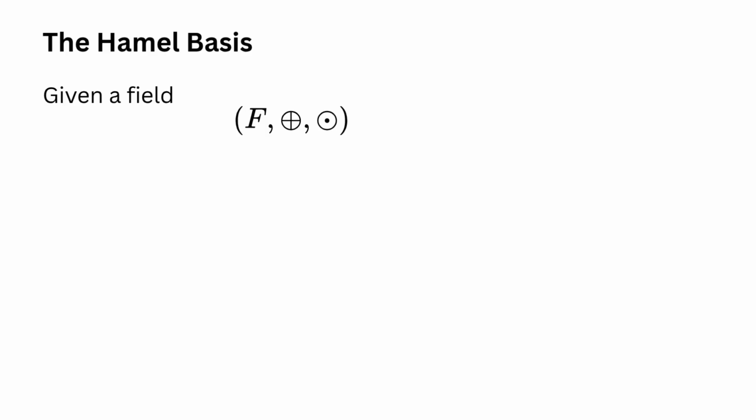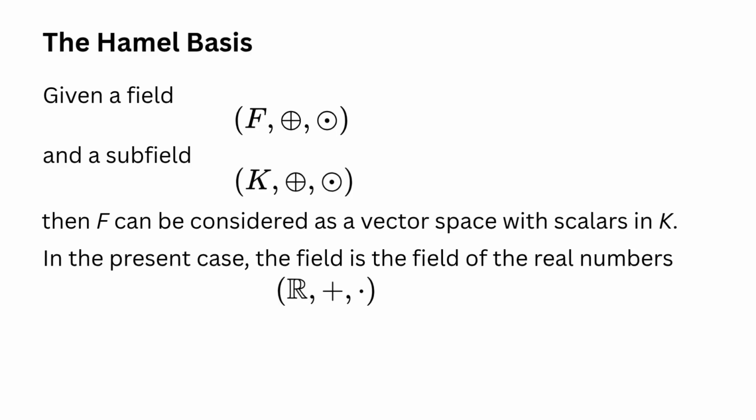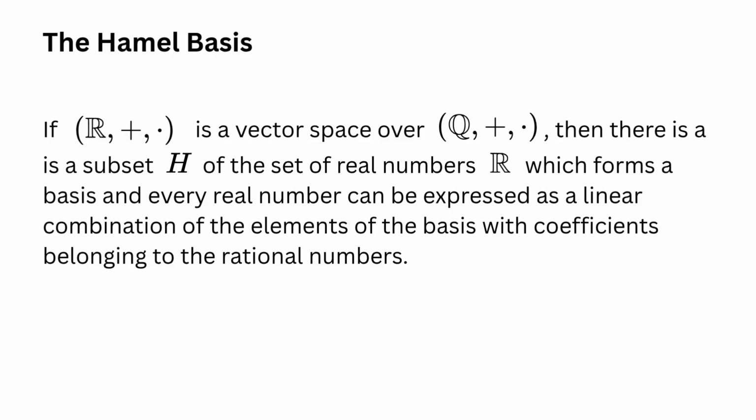Given a field F and a subfield K of F, then F can be considered as a vector space with scalars in K. In the present case, F is the field of the real numbers, and K is the subfield of the rational numbers. Hence, the real numbers can be considered as a vector space with the scalars being the rational numbers. If the set of real numbers is a vector space, there is a set of real numbers which forms a basis, and every real number can be expressed as a linear combination of the elements of the basis with the coefficients of the linear combination being rational numbers. And such is the Hamel basis.